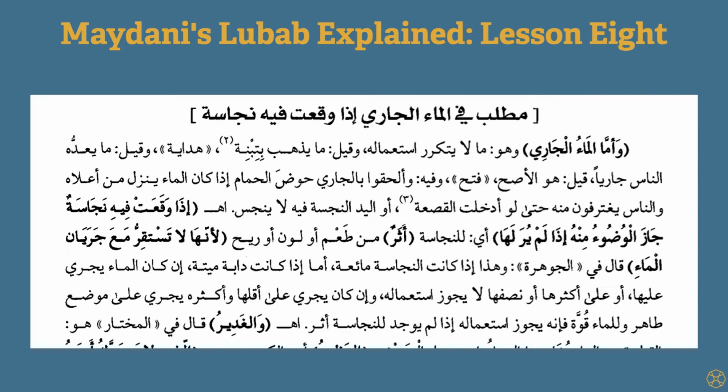So he says, rahimahullah ta'ala, if the flowing water has no trace of any najasa, and this min once again is min bayaniya, min ta'm aw lawhin aw lawnin aw rih, then in that case it's jaza. Why? لأنها لا تستقر مع جريان الماء, because the najasa doesn't remain with the flowing of the water, right?